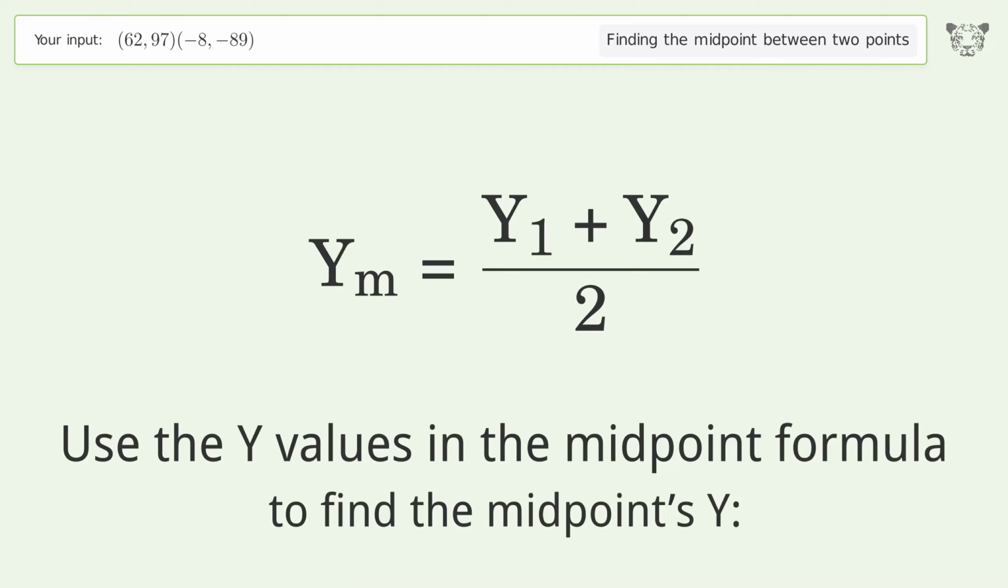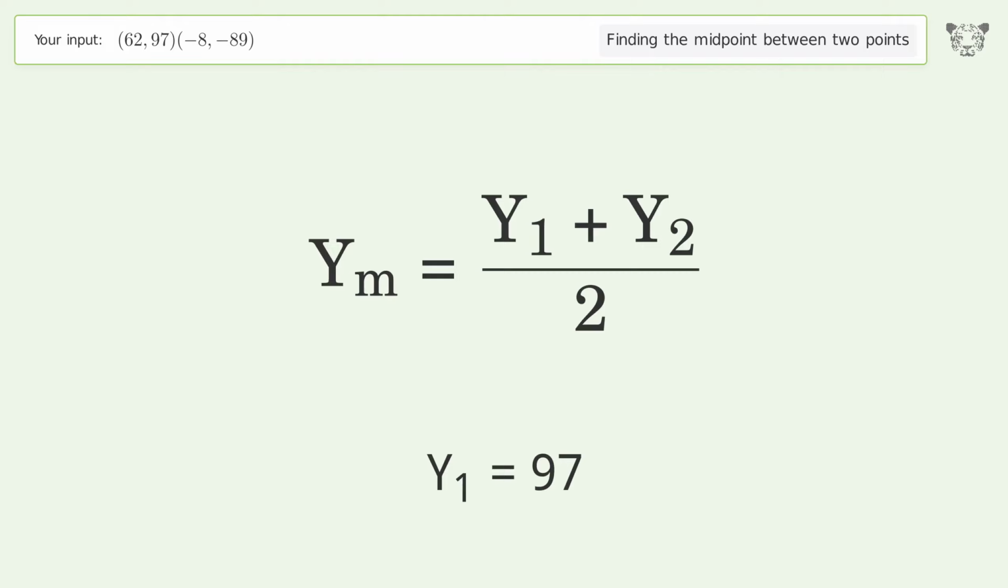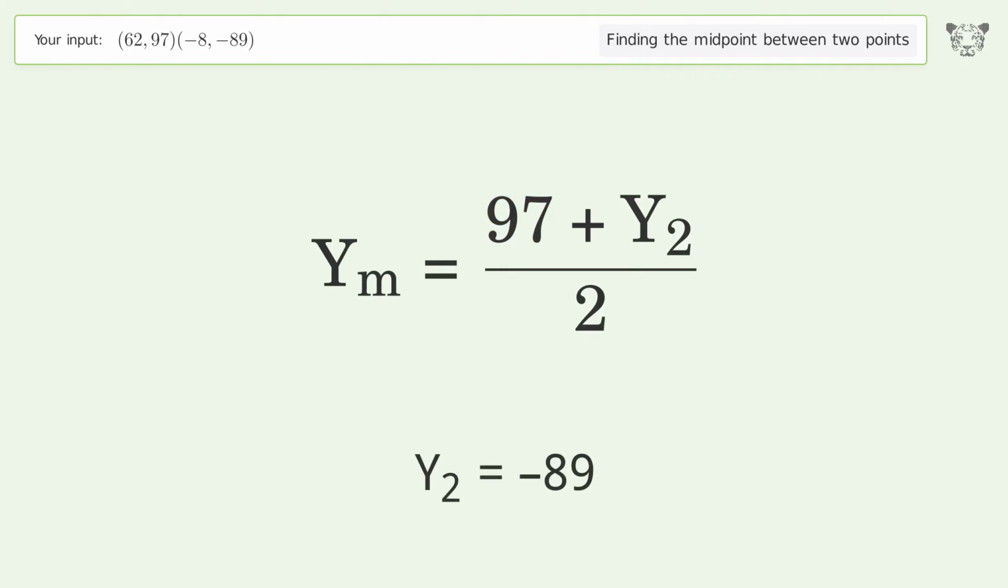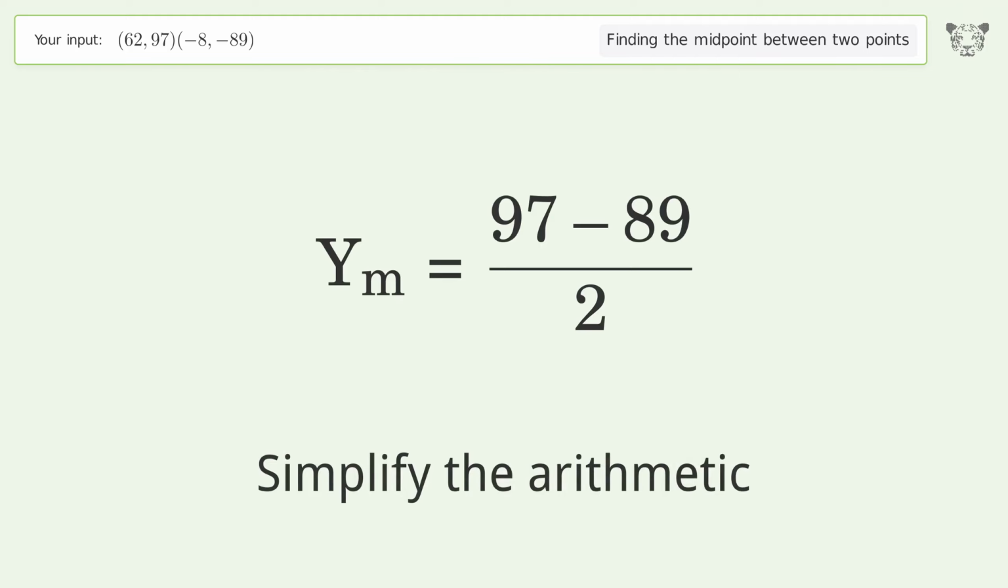Use the y values in the midpoint formula to find the midpoint's y. y1 equals 97. y2 equals -89. Simplify the arithmetic.